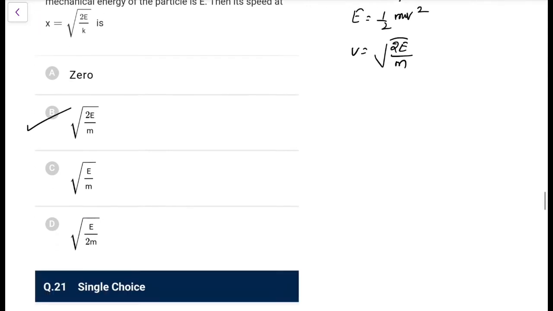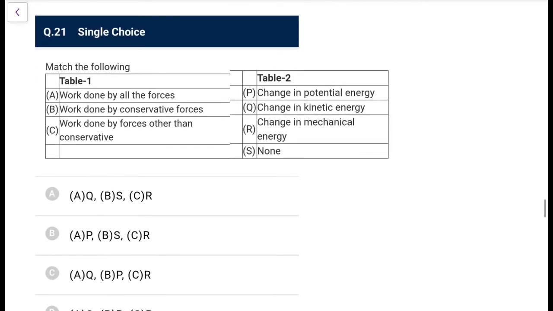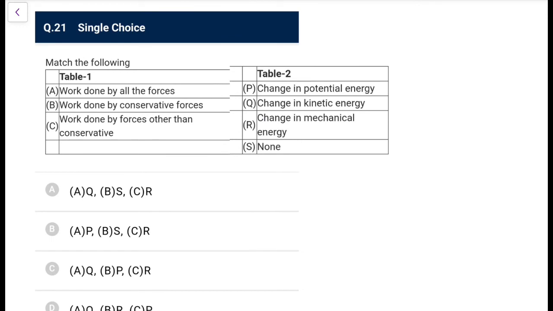I doubt it would be useful for NEET or asked in NEET, but there is no option right now. We have to solve it since it is given in this particular question. Now match the following: work done by all the forces is equal to change in kinetic energy, that is called the work energy theorem. Work done by conservative forces is negative of the change in potential energy, so you can link it with the change in potential energy. That is what we can do.